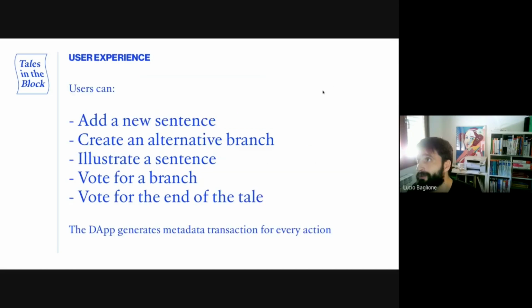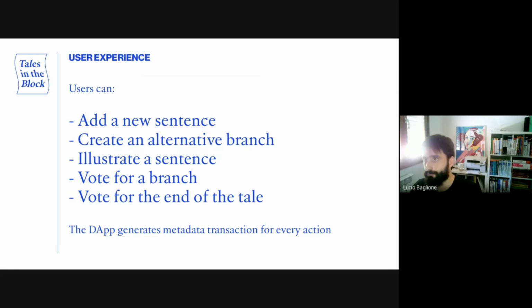What are the features available for the user? Basically, they can add new sentences, so expand the current branch of the story. They can create an alternative branch for each sentence. So as I said before, they can expand the story into multiple stories. They can illustrate a specific sentence, and there is a drawing tool inside the dApp.